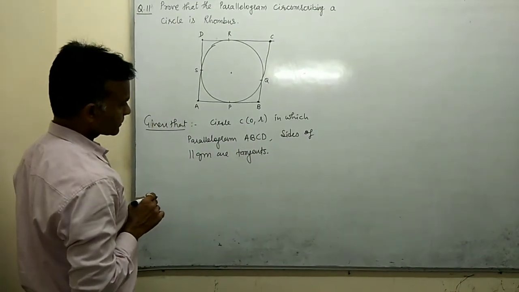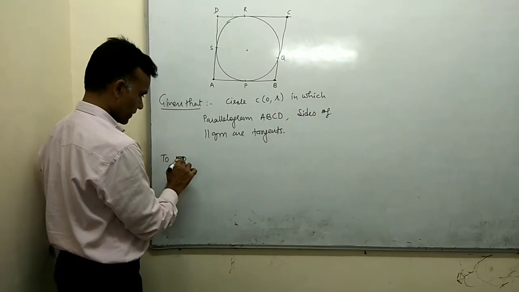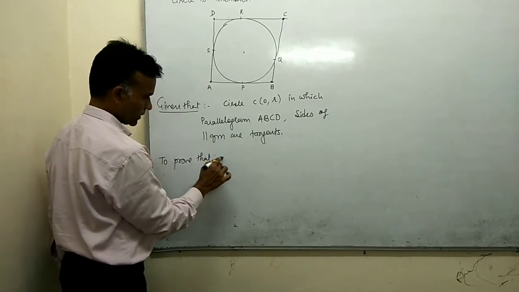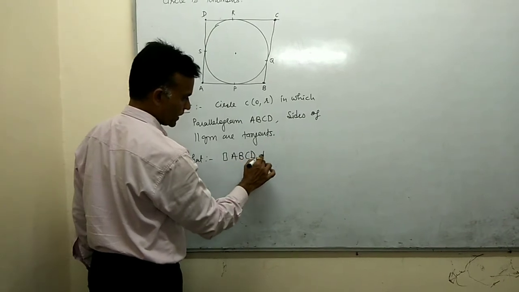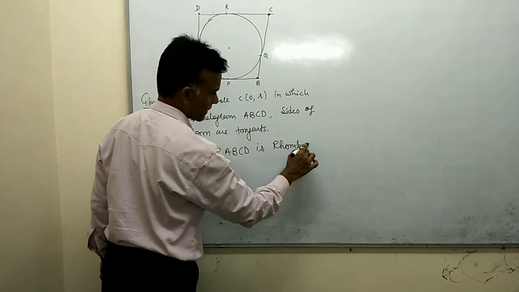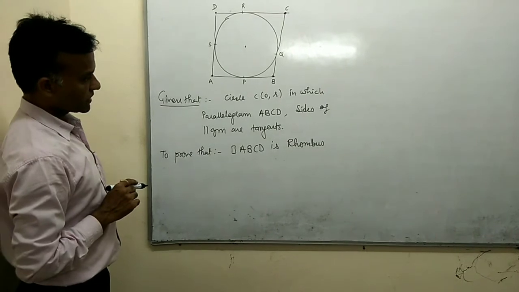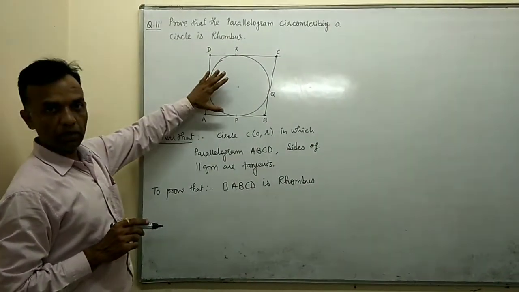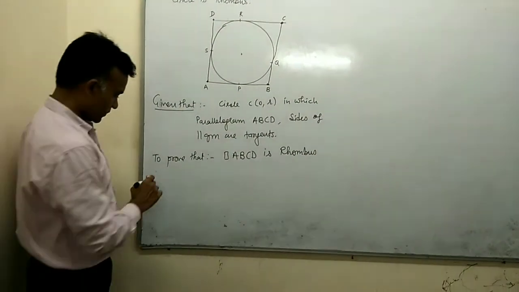Okay, so now, to prove: quadrilateral ABCD is a rhombus. Okay, then we start the proof, because only this much is given. The simple thing is given, only a parallelogram, and then we have to prove that it is a rhombus. Okay, so now here we start the proof.